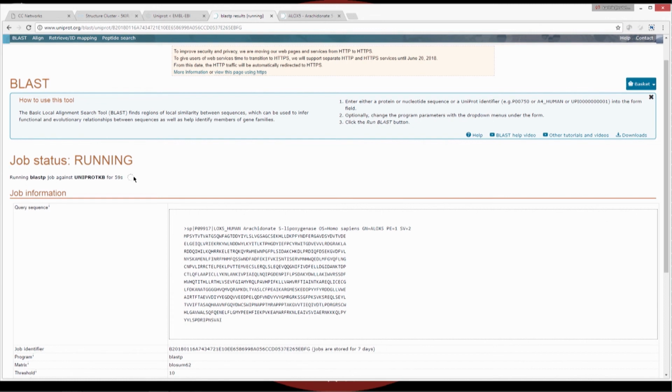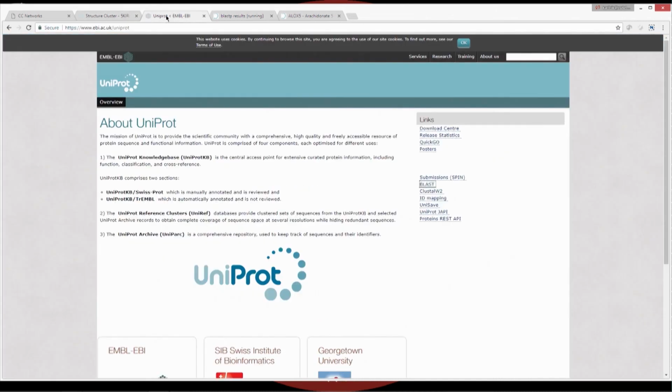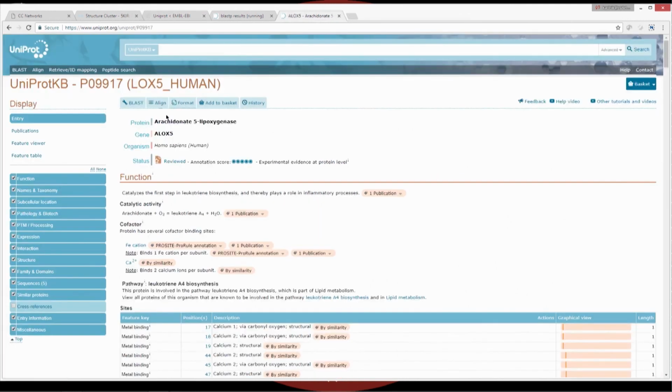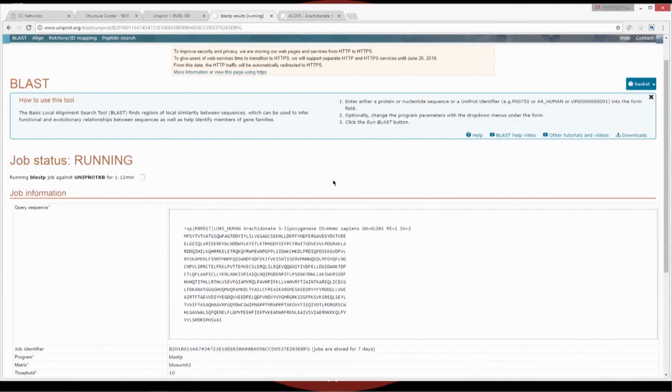Okay, it is still running. It will take a long time because there could be a lot of proteins of 5-lipoxygenase. This is from human which we got. Okay, there could be many proteins from different species.